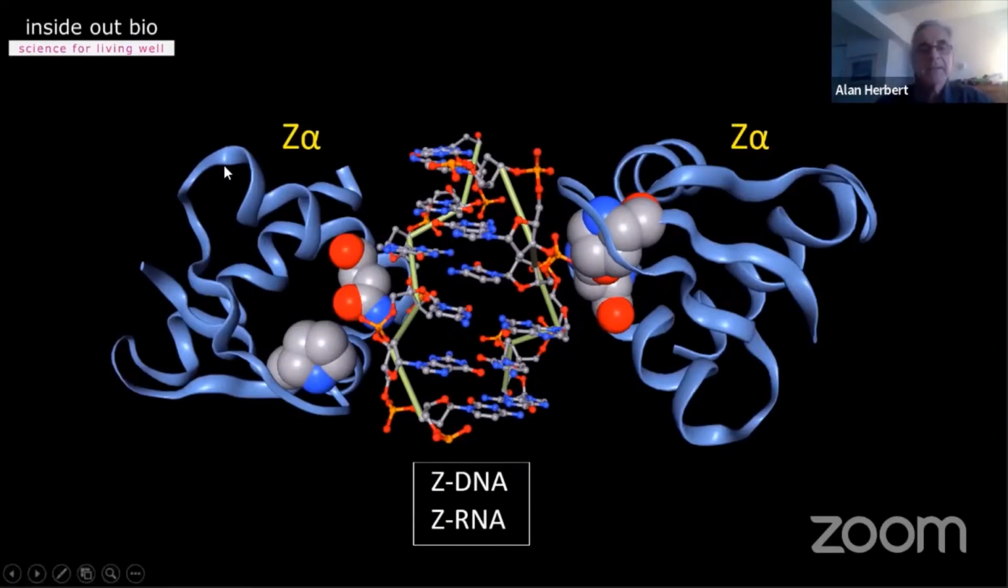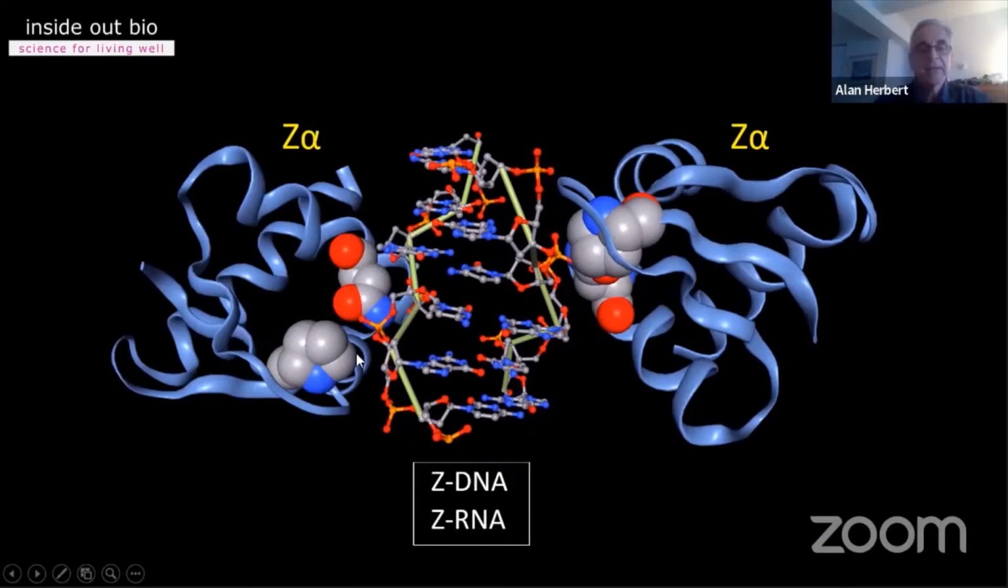And this Z alpha domain is structure specific. It doesn't recognize any sequence specific features of ZDNA. It just binds to the backbone. And you can see the zigzag nature of the backbone that relates to this dinucleotide repeat that I talked about before, because these sequential bases have a slightly different conformation around their sugar, and that different conformation causes the backbone to be zigzag, and that's why it's called ZDNA.